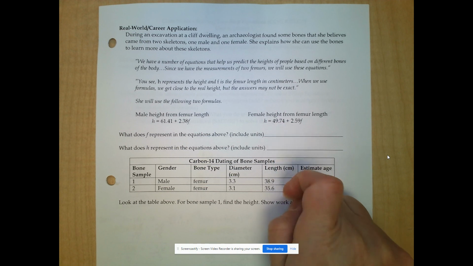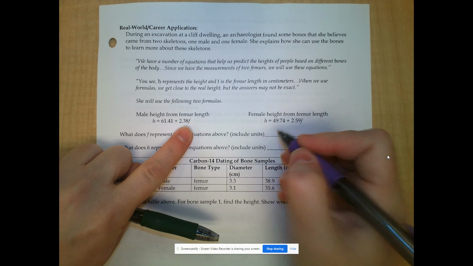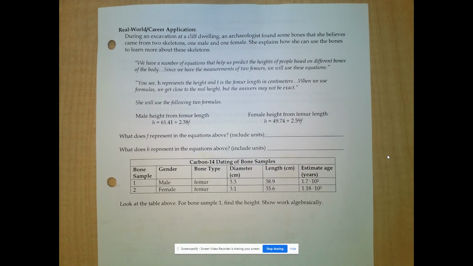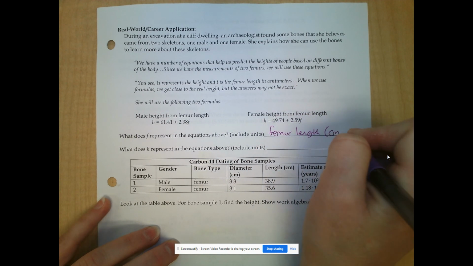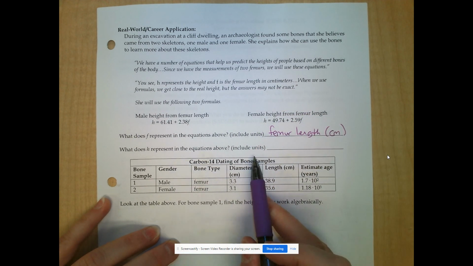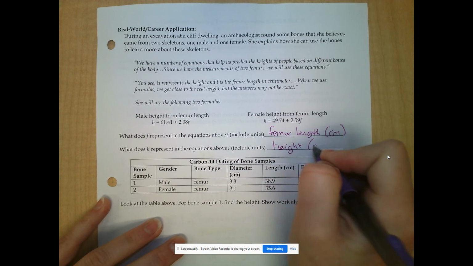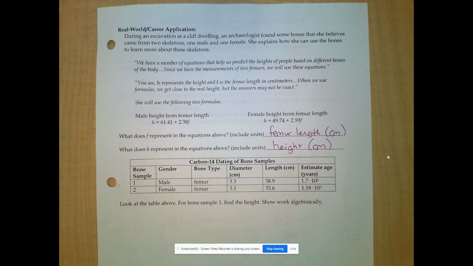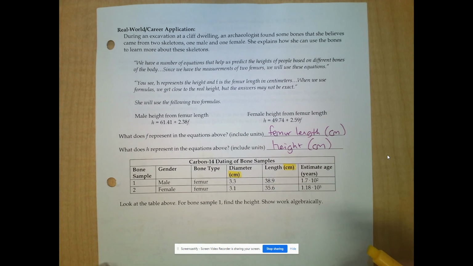So what does the F represent in the questions above? The F represents femur length. And in this case, it says it is in centimeters. So we would say femur length in centimeters. What does the H represent? We're looking to find the person's height. So H represents height, also in centimeters. Now, where did I get the centimeters from? I can see that there are centimeters here in the table. I can also see if I read up above that it does mention centimeters in the description.